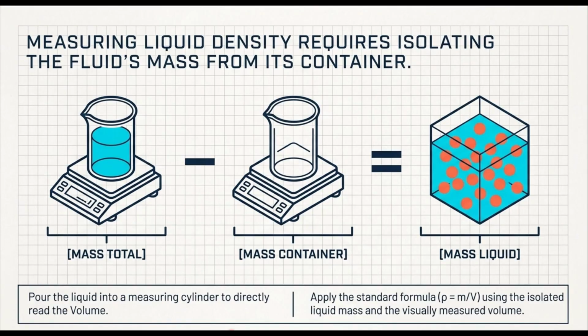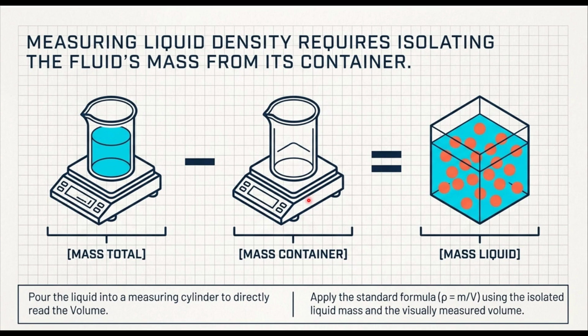Now let's see density of liquid. So we have found the mass, volume, etc. Now let's find the density. Measuring the density of a liquid requires separating the mass of the liquid from the mass of its container, right? First, you have to weigh the empty container. Okay, just take the mass of the container.